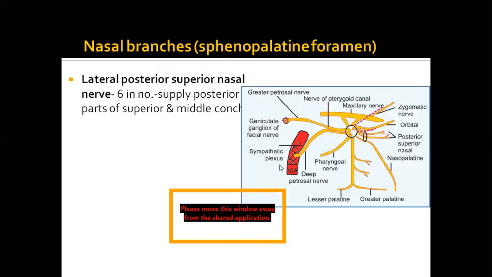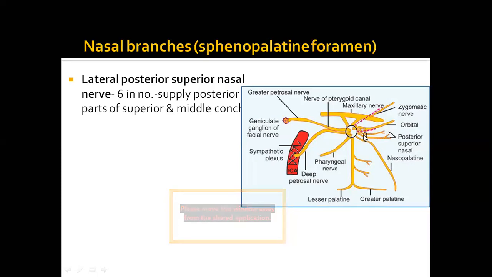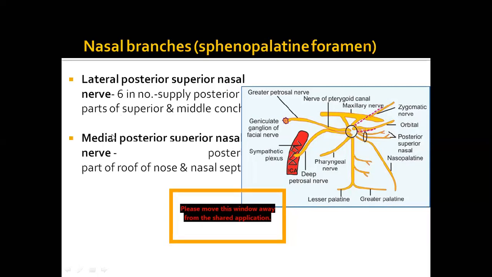So next we'll see about the nasal branch. In this picture, you can see the nasal branch here. It enters the nasal cavity through the sphenopalatine foramen. Here it divides into two branches. One branch is the posterior branch, the other branch is the nasopalatine nerve. The posterior branch again divides into the posterior superior lateral nerve and the posterior superior medial nerve.